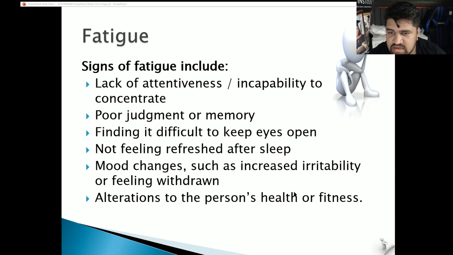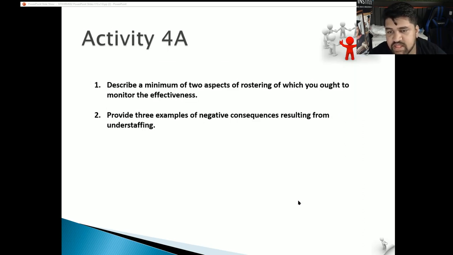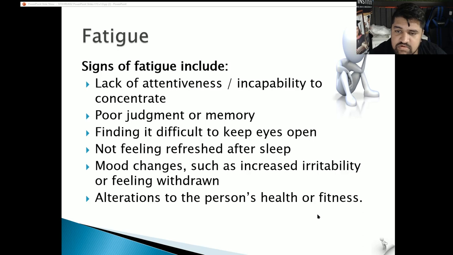Signs of fatigue may include lack of attentiveness, incapability to concentrate, poor judgment or memory, finding it difficult to keep eyes open, not feeling refreshed after sleep, mood changes such as increased irritability or feeling withdrawn, and alterations to a person's health or fitness. Now we want to describe a minimum of two aspects of rostering which you ought to monitor for effectiveness. We can think about the ones we've talked about before.